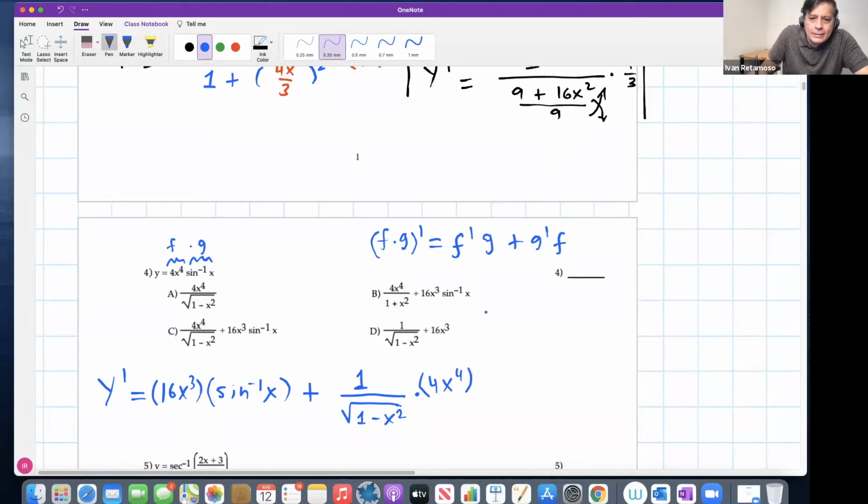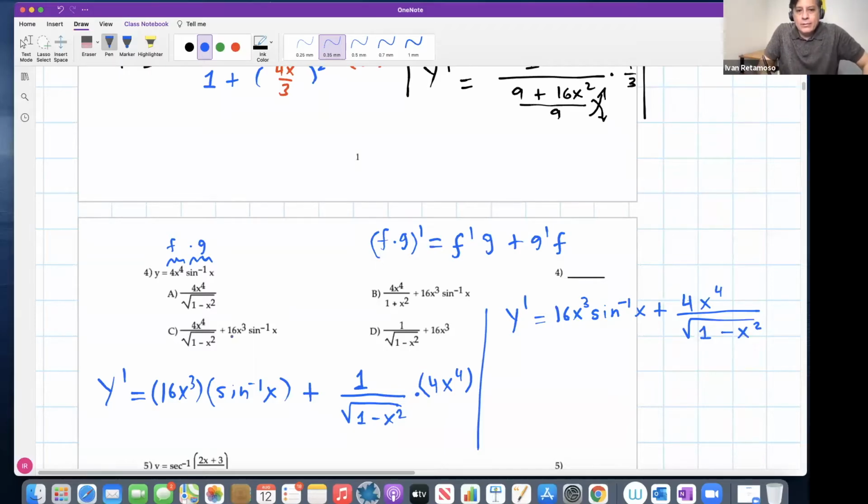The rest, guys, is just algebra. We have to simplify this. This will be just 16 x cubed sine inverse of x plus, this multiplying this, 4x to the 4 on the denominator is the square root of 1 minus x squared. Look through the choices now. If you look through the choices, that will be there. It's here. Professor, they wrote this first, then the following. It doesn't matter. The order of the addends does not change the sum. So this is it. Very good.